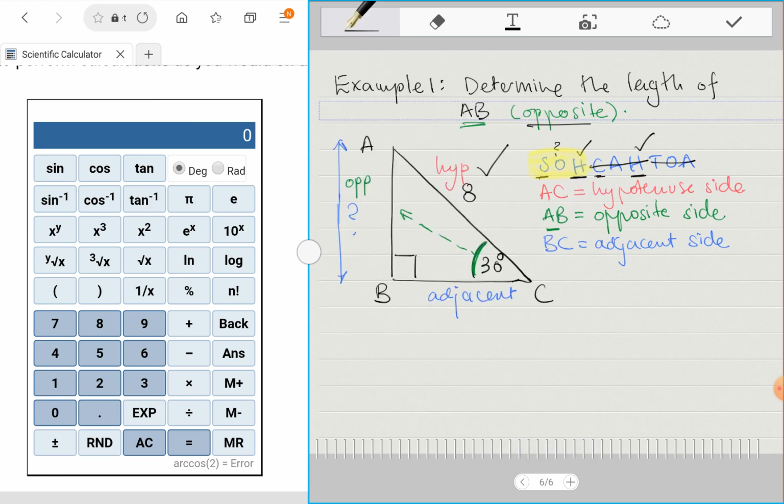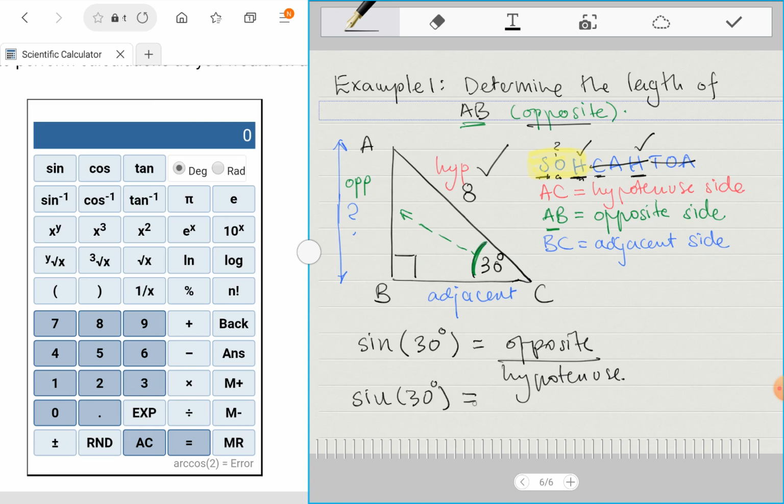So we write sine of the angle, 30, which is equal to, obviously we know that sine is equal to opposite over hypotenuse. So we can write opposite over hypotenuse. In terms of our diagram, the opposite side is unknown, and that's called AB. And we've been given the hypotenuse side, which is 8. So we put 8 in here.